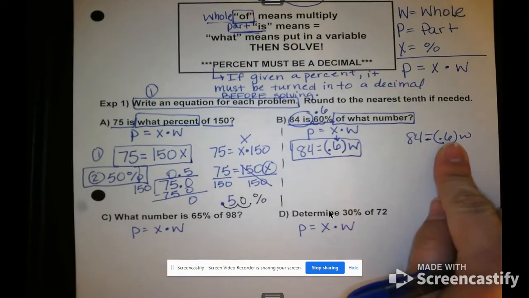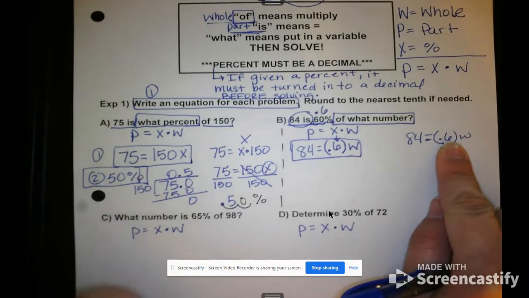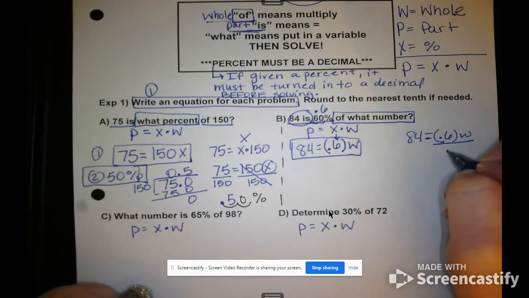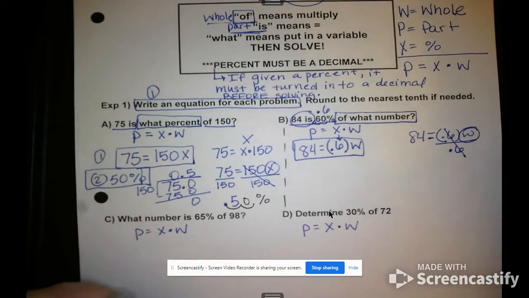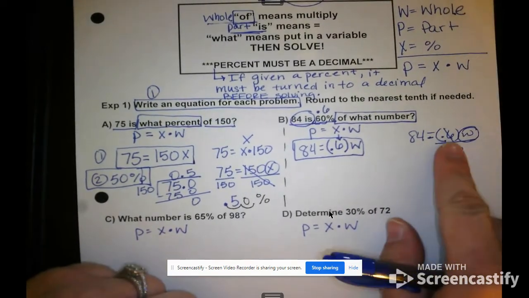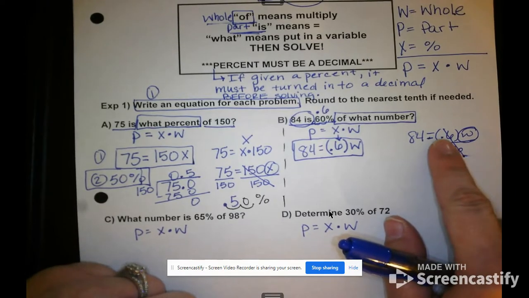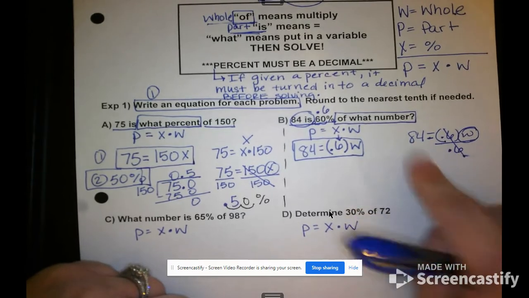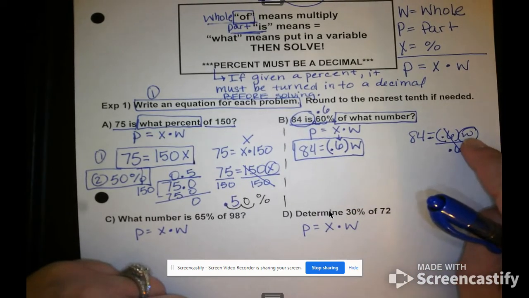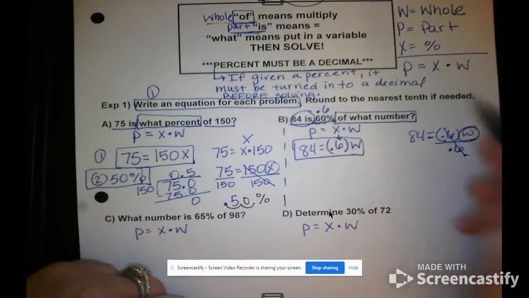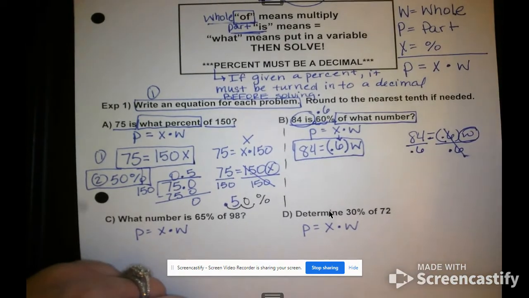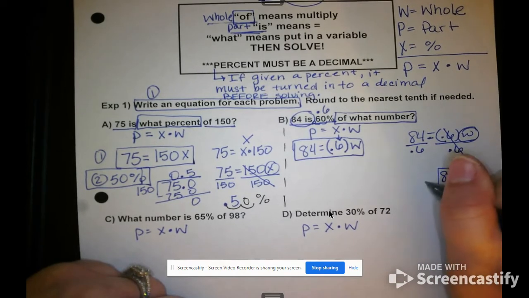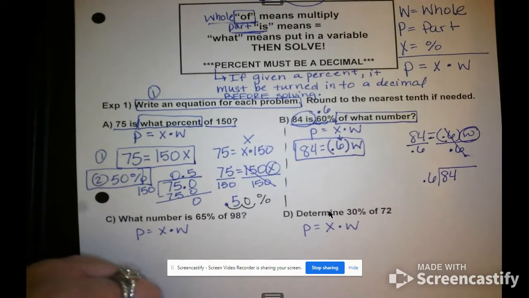If it's like this, what did I do to solve? Divide. How do I know to divide? Because if it's set up like this, it means I'm multiplying 0.6 times something to get to 84, right? So if I'm missing what I'm multiplying by, that just means I do the opposite of multiplying, which is dividing. So I do 84 divided by 0.6. 84 goes inside, and 0.6 is on the outside.